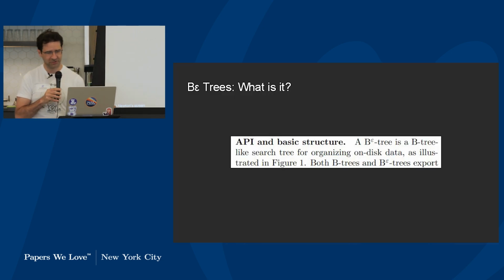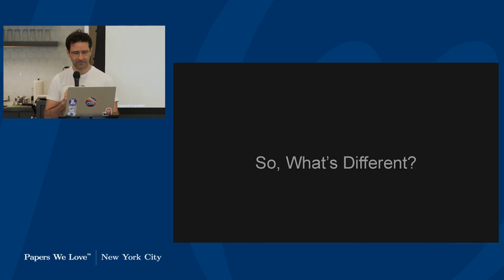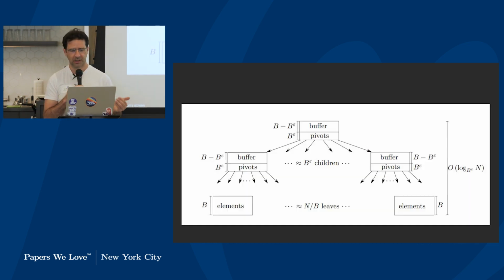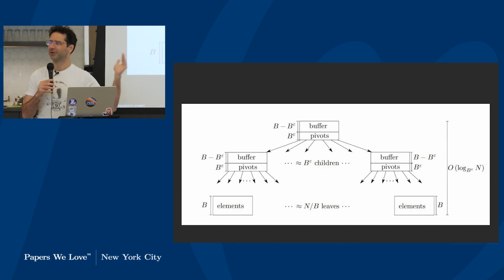So B epsilon trees. Now we get to the real meat of the talk. What is a B epsilon tree? What's different? So the distinguishing feature of a B epsilon tree is that internal nodes allocate space for a buffer. This buffer is used to store messages which encode updates that will eventually be applied to leaves. So this is the figure one that was promised so long ago.